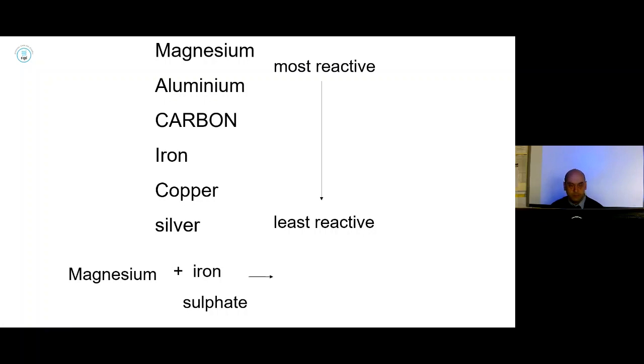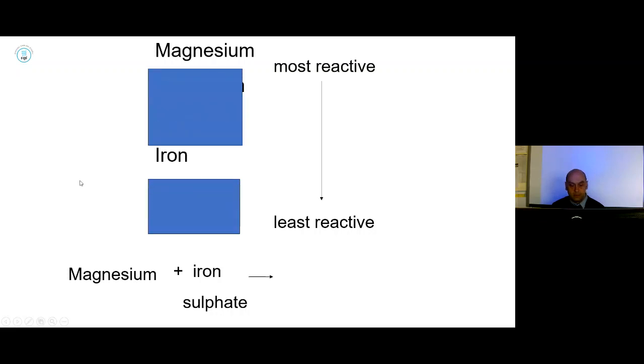I'll just give you a moment to reflect. So hopefully you've decided yes, there would be displacement. We've got magnesium above the iron, and hopefully you predicted the products would be magnesium sulfate and iron. So you can see here what we're doing is we're extracting a metal using another metal, a more reactive metal.